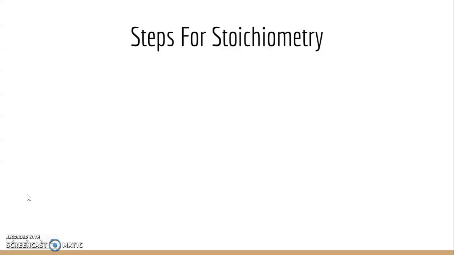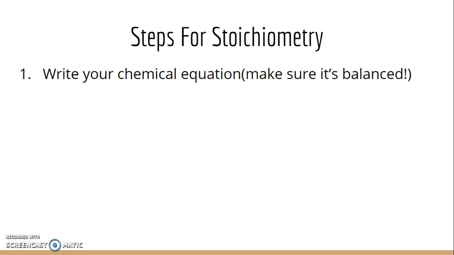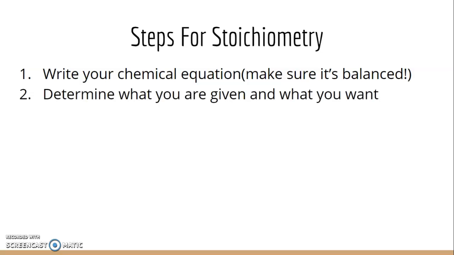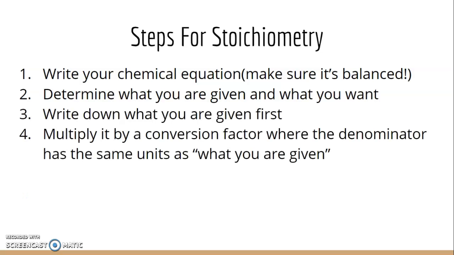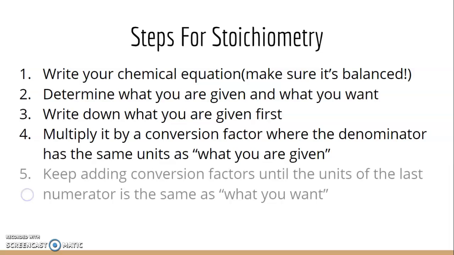So before we begin with taking a look at the actual problems, it's important to have an overview and a good understanding of how we will approach these problems. So to begin, it's always important to write out your chemical equation and to make sure that it's balanced. You are then going to determine what you are given and what you want. After that, you are going to write down what you are given first and multiply it by a conversion factor, where the denominator has the same units as what you are given. And all of this will make sense in just a moment.